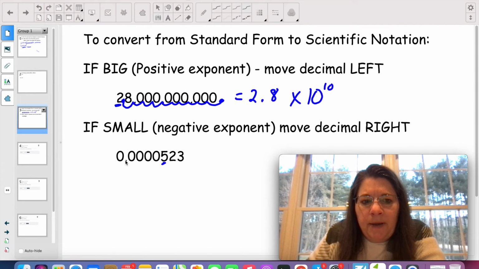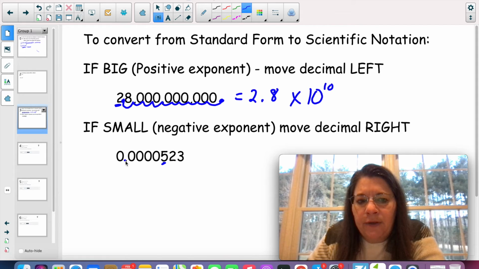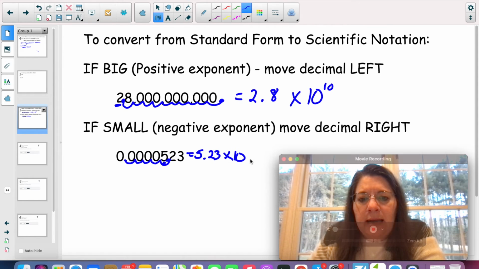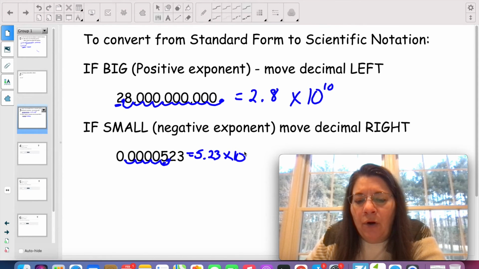So I'm going to go up here, take my decimal, and move it until it's to the right of that 5. 1, 2, 3, 4, 5. My decimal place is now here. So when I rewrite this number, it's going to be 5.23. I'm going to make that times 10, and it's going to be times 10 to the power that I moved it. I moved it 1, 2, 3, 4, 5 places. My power will be 5.